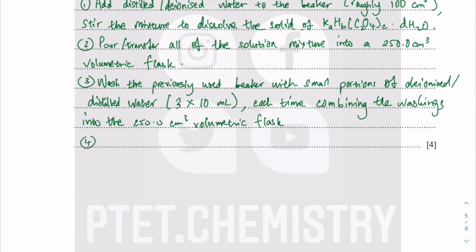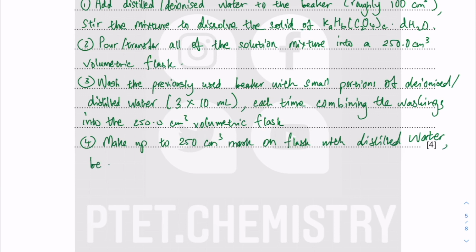We need to add or make up to the 250 cm cube mark on the flask, on the volumetric flask. I'm just going to stick with distilled now instead of writing distilled or deionized water. You can choose either one you want, but stick with one. Make it up to the 250 cm cube mark on the flask with distilled water.